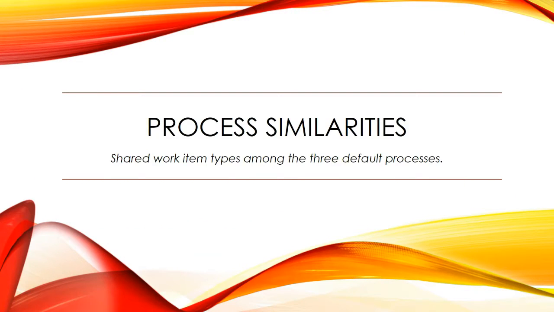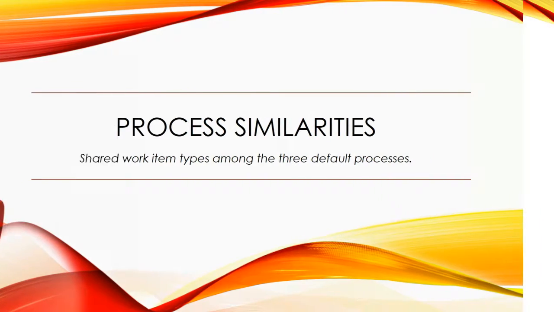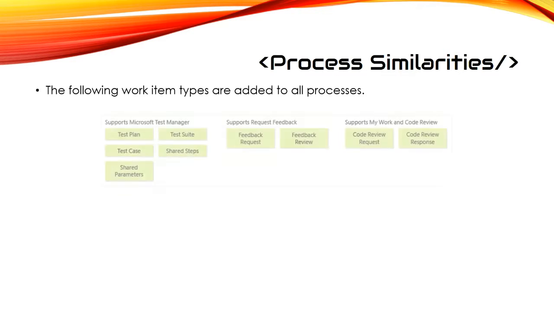Process similarities, sharing work item types among the three default processes. The following work item types are added to all processes. Underneath the Microsoft Test Manager, everything has a test plan, test case, shared parameters, a test suite, and shared steps. For feedback, you have a feedback request and a feedback review. And for a code review, we have a code review request and a code review response.